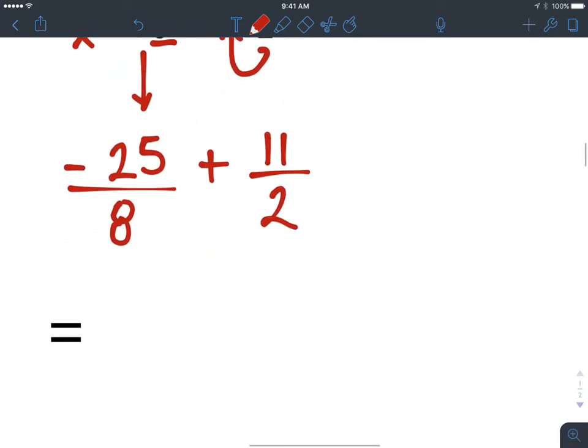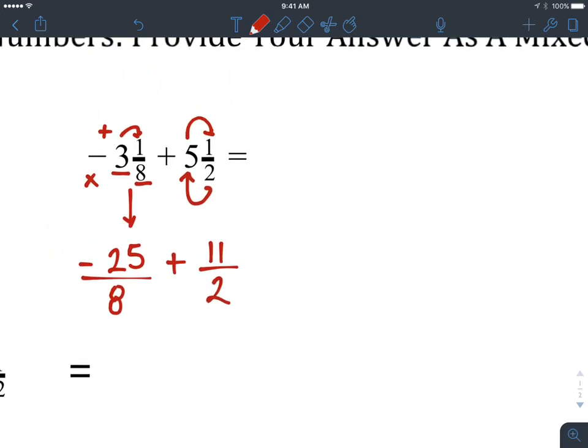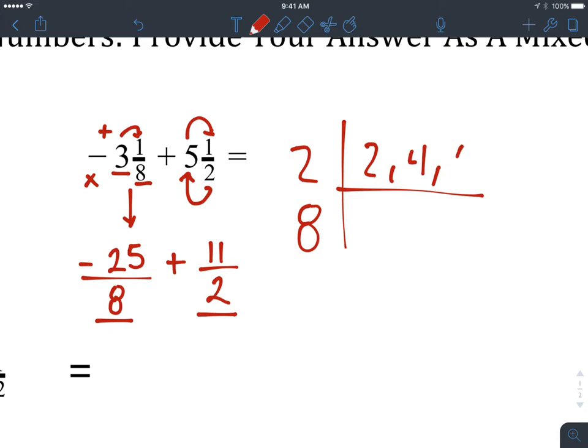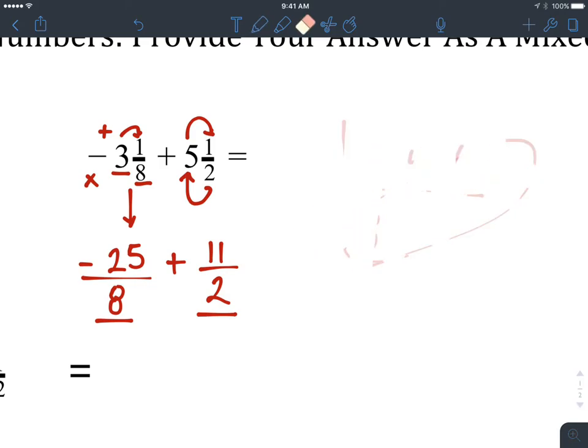All right, I've gotten rid of my whole numbers. Next thing I'm going to do is find the least common denominator. So what would be the least common denominator of 8 and 2? If I list out their multiples, 2, 4, 6, 8. 8 is the first number they have in common. So the least common multiple for 8 and 2 is 8. That means my least common denominator is going to be 8.